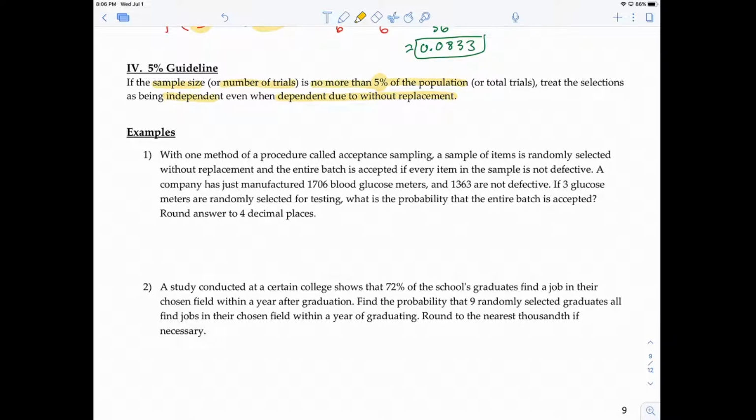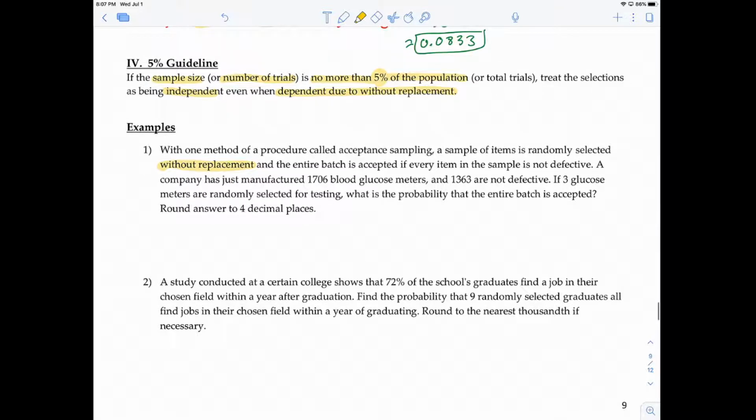So number one, we have the following. It says, with one method of a procedure called acceptance sampling, a sample of items is randomly selected without replacement. So take note, it's without replacement, which means it's going to be dependent, which means if we're trying to find the probability, the fractions are going to be affected. And the entire batch is accepted if every item in the sample is not defective.